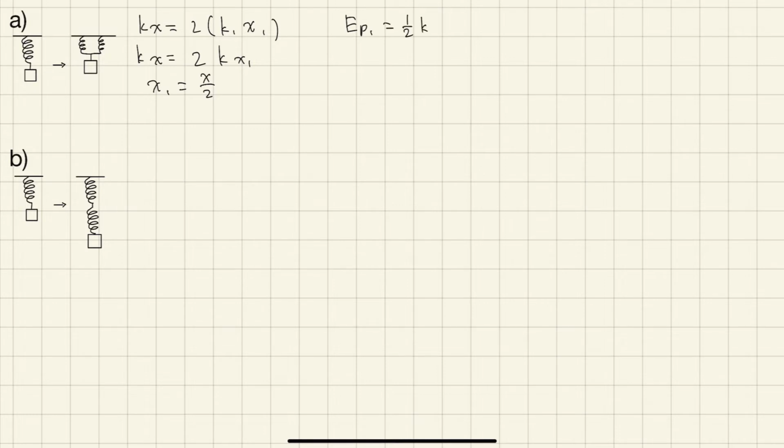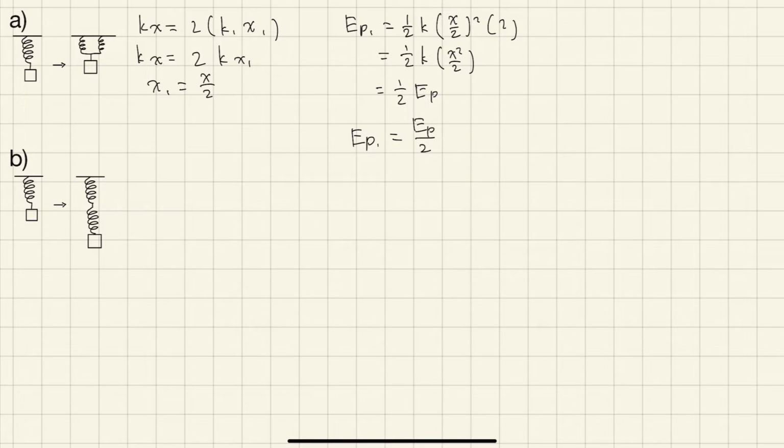Using our x1 value, we'll find the elastic potential energy in the new system, EP1. This is equal to half k times x over 2 squared times 2. This simplifies into half k times x squared over 2, which can also be rewritten as half EP. Therefore, the new elastic potential energy in the system will be the original elastic potential energy EP over 2.